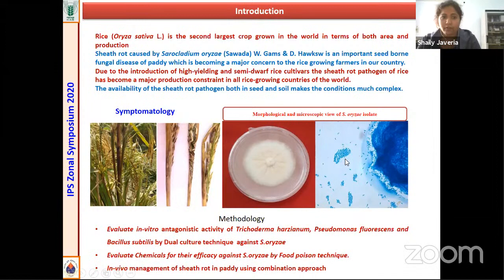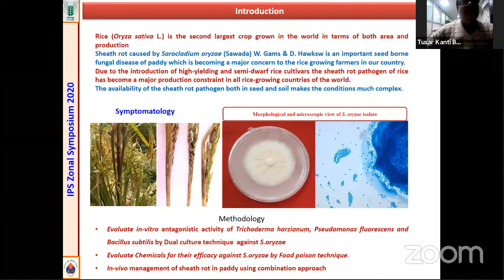The methodology is to evaluate the in vitro antagonistic activity of Trichoderma harzianum, Pseudomonas fluorescens, and Bacillus subtilis by the dual culture technique against Sarocladium oryzae, evaluate chemicals for their efficacy against Sarocladium oryzae by the food poison technique, and in vivo management of sheath rot in combination approaches.